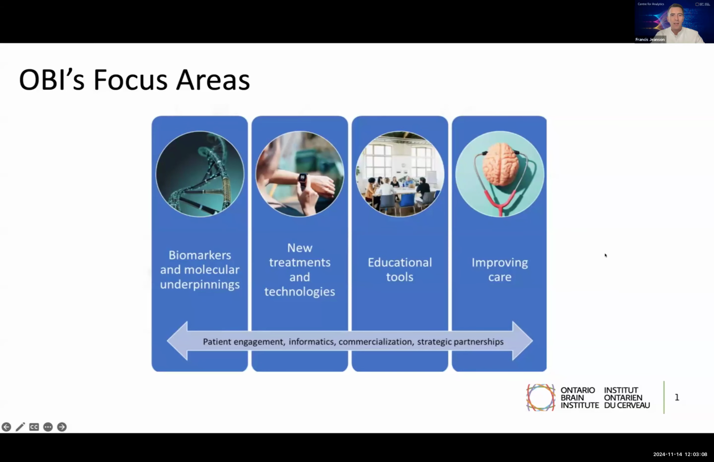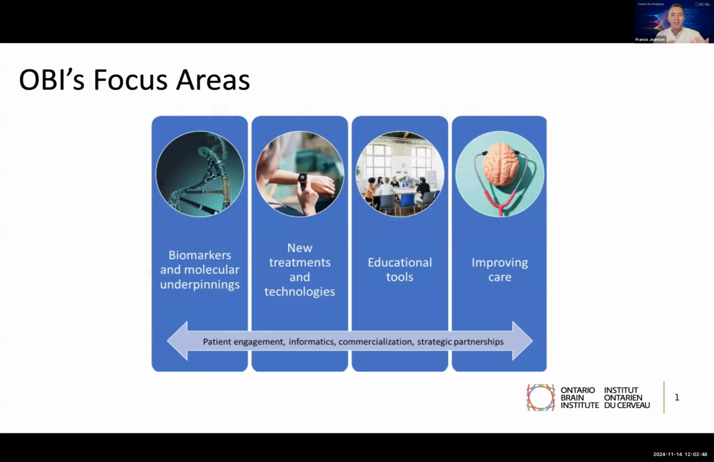So OBI's focus is really to help accelerate and catalyze research in neuroscience on various fronts. Developing biomarkers and understanding the molecular underpinnings of brain disorders is a key area of activity. Developing new treatments and technologies that support better diagnosing, better prediction, and better potential treatment of brain conditions is also extremely important. Developing educational tools so we better understand these disorders, we can better train the scientific community, but also individuals who have brain conditions, and the community as a whole, is also an important focus area.